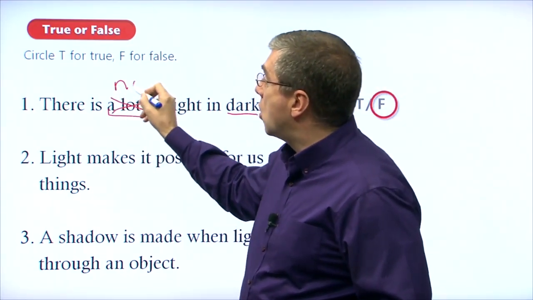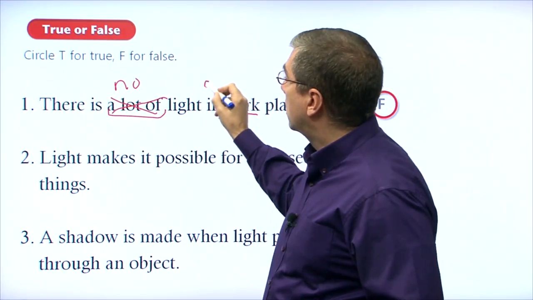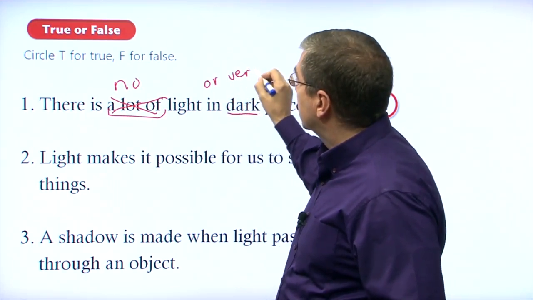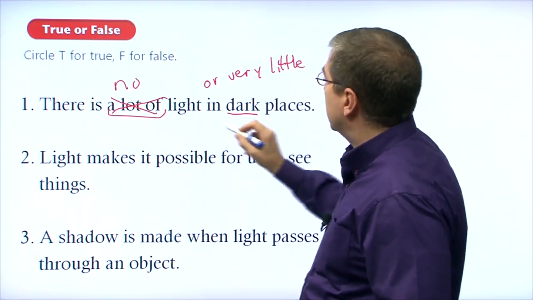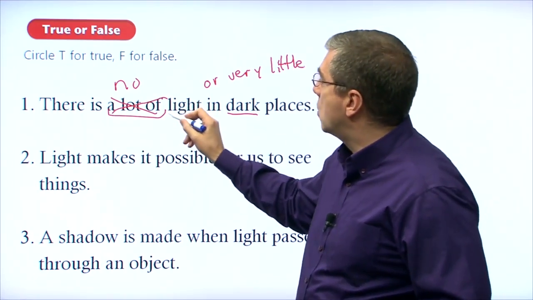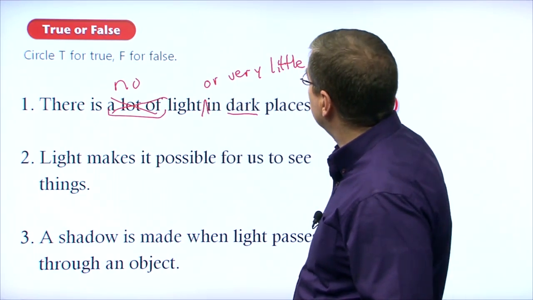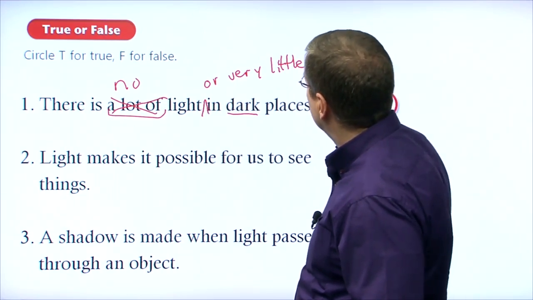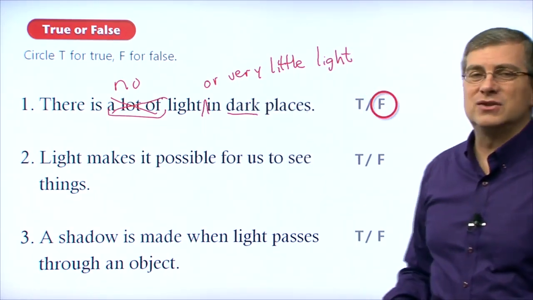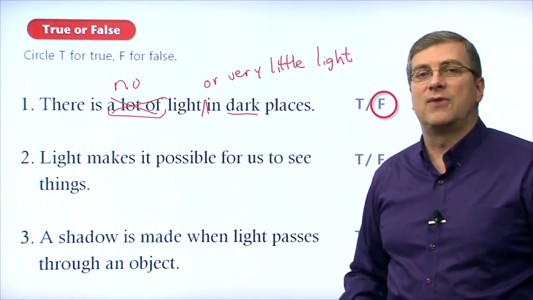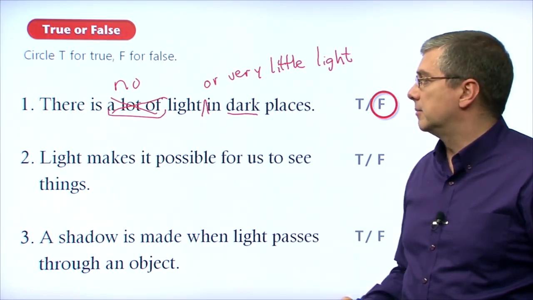There is no light or very little light in dark places. There is no light or very little light. Little light in dark places. So we have to change the sentence. That sentence is false. Number two.